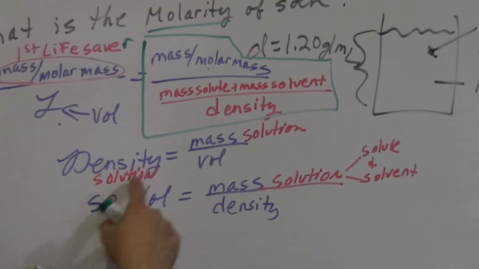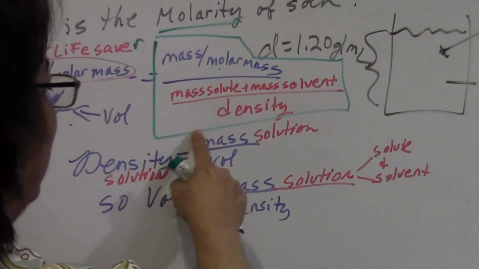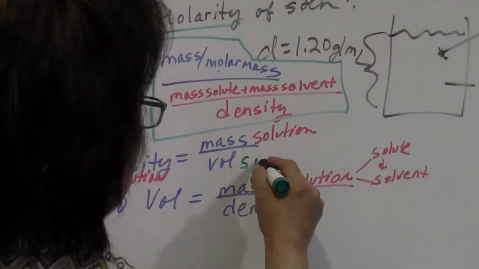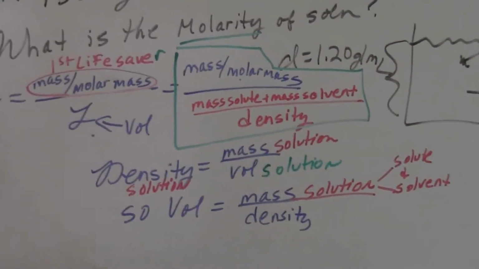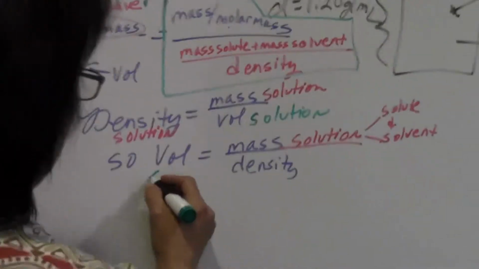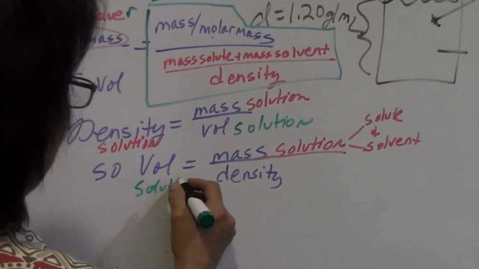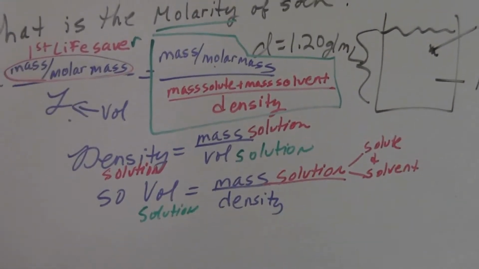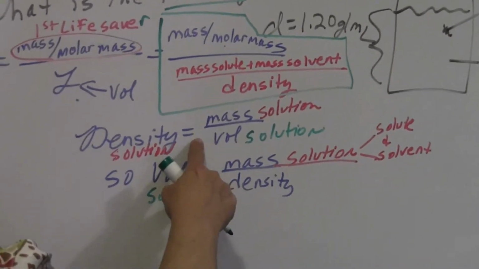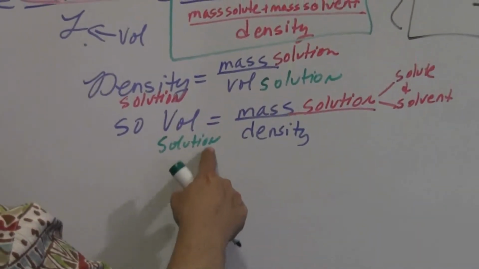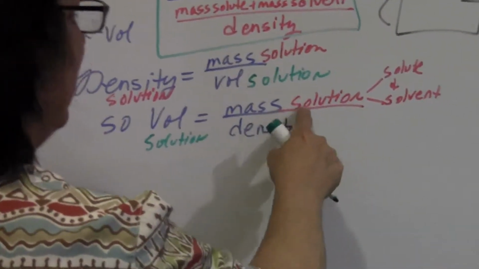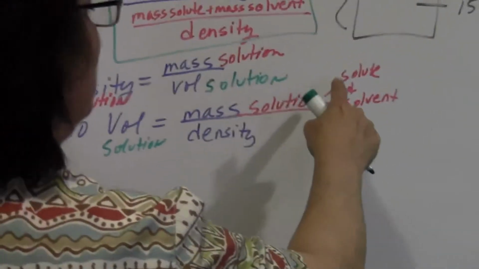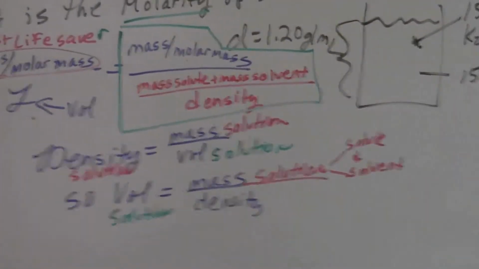Here's our second lifesaver. Density of the solution equals mass of the solution divided by volume of the solution. And solution's a key word. In this problem, we're going to need the volume of the solution. So we're going to rearrange lifesaver number 2 for volume. Volume equals mass over density. And make sure the key word is solution, so we need to do the solute and the solvent.